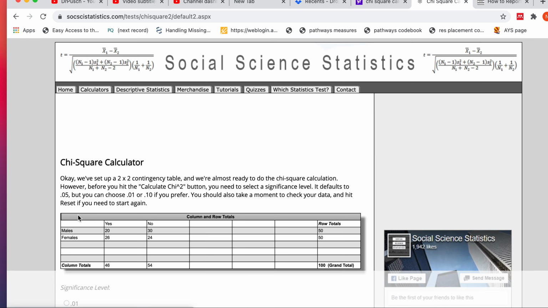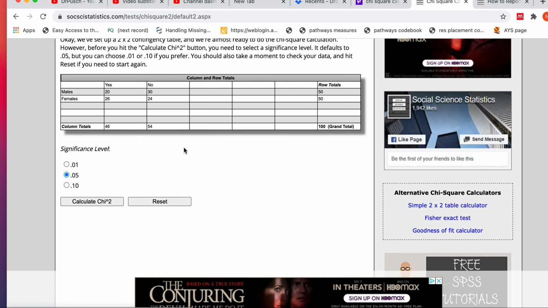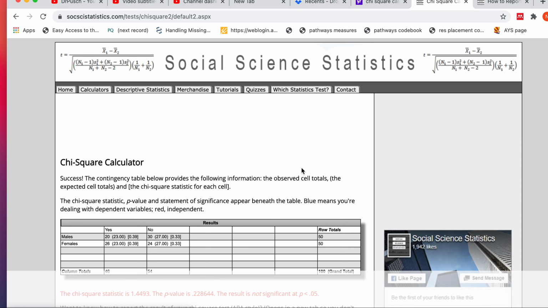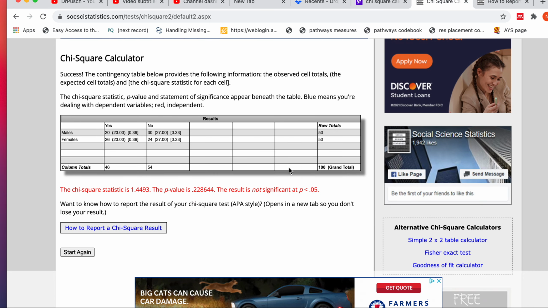So we're going to do this again. And as you can see, our p-value is higher than 0.05. So the result is not significant. What we would say here is that our hypothesis was not supported. Instead, our null hypothesis was supported. So there's no significant difference between males and females in whether or not they got the COVID vaccine.